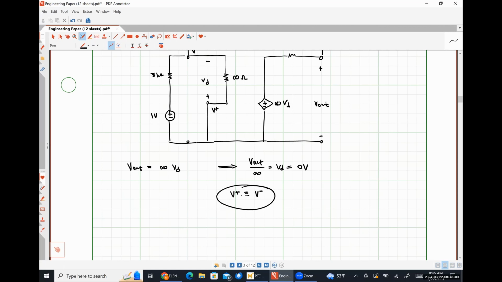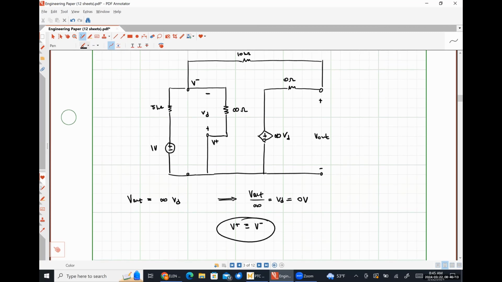Okay. We can also see something else that's pretty darn easy. This current or this current both have to be zero because there's an open circuit there. That's where our second ideal op-amp rule comes from. No current can flow into or out of the input terminals because the input resistance is infinitely large. Okay? So we know where those ideal op-amp rules came from.